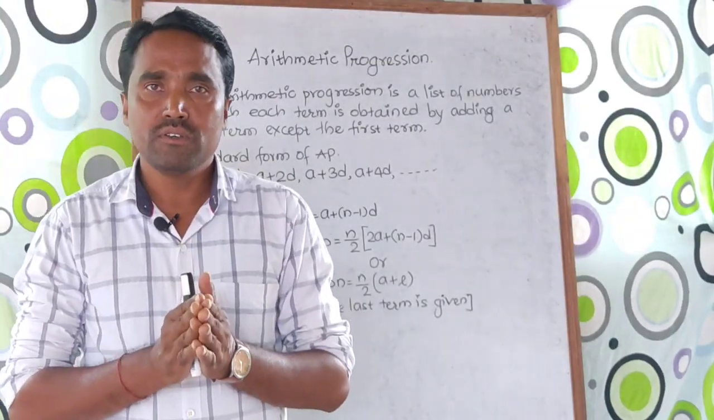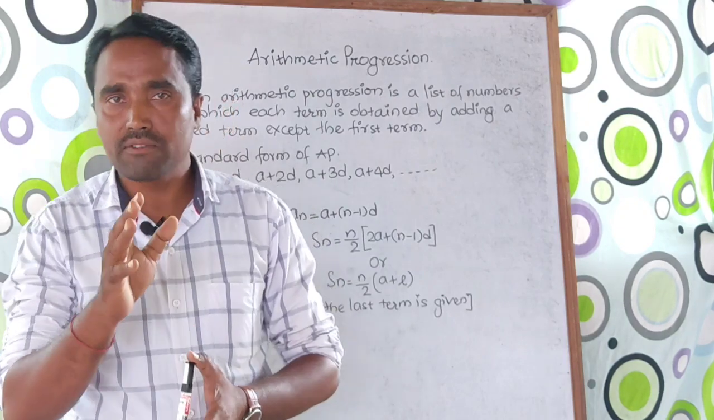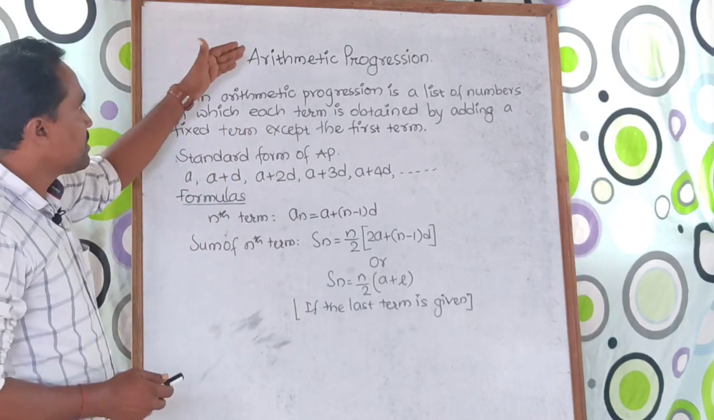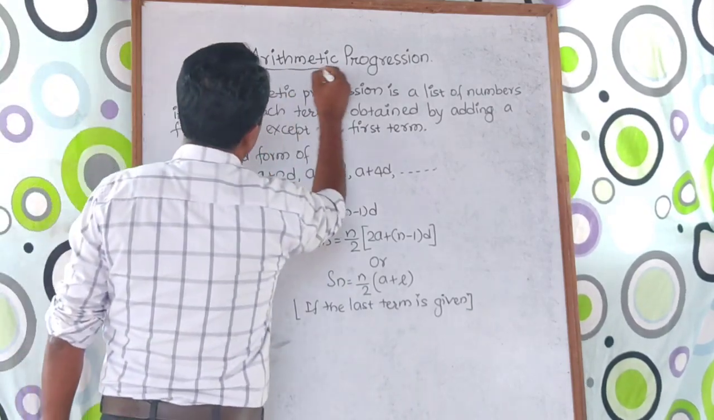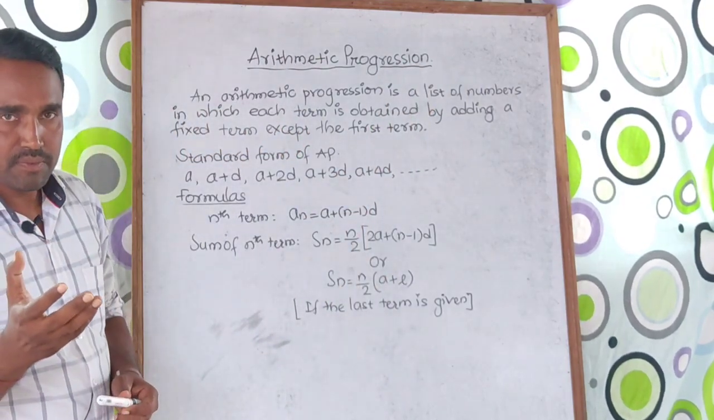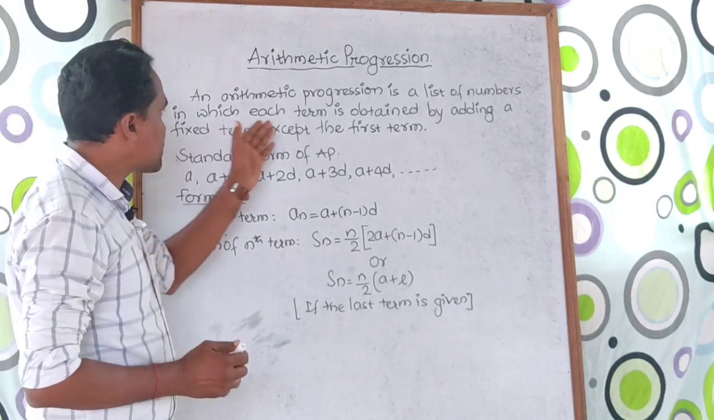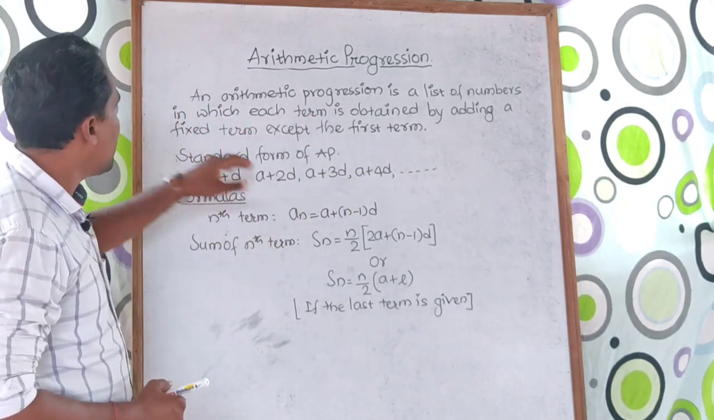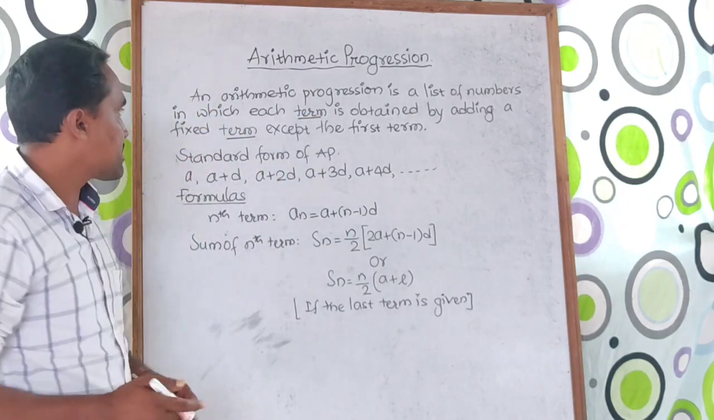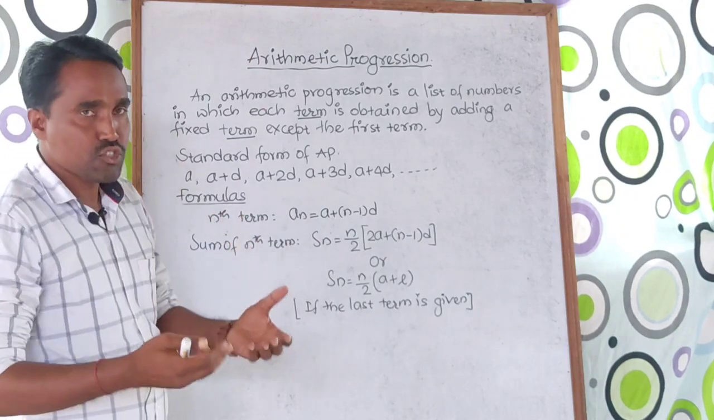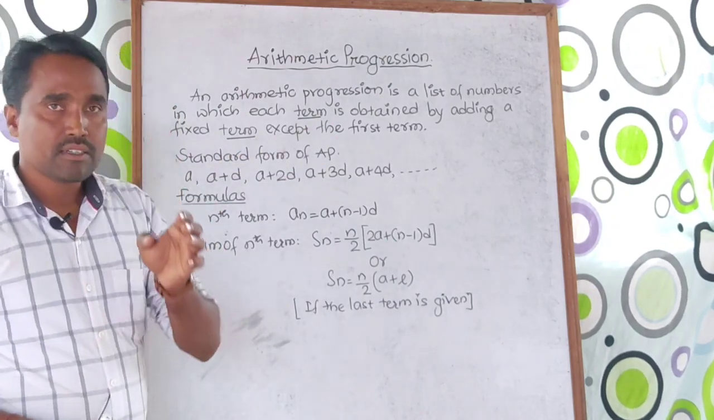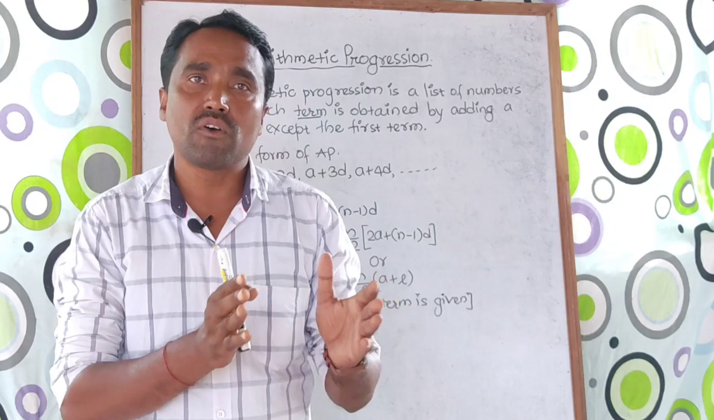So today's first video on mathematics, we will have the first chapter, that is called arithmetic progression. Let's see first the meaning of arithmetic progression. An arithmetic progression is a list of numbers in which each term is obtained by adding a fixed term. Here term means the number, don't get confused here. Term means the number itself. So term is obtained by adding a fixed term, except the first term. That is called arithmetic progression, and shortly we call it AP.